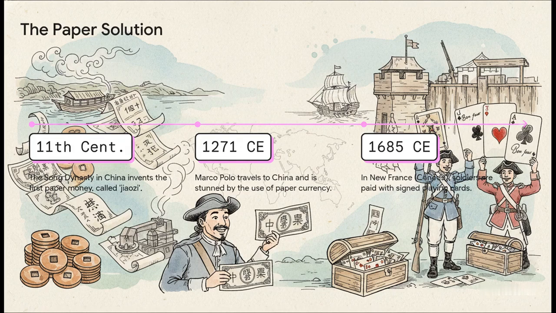The government saw this and thought, hey, that's a great idea, and they formalized it into the world's first actual paper money. It was so effective that when Marco Polo showed up in China nearly 2 centuries later, he was just blown away by it. But this idea wasn't just in China.